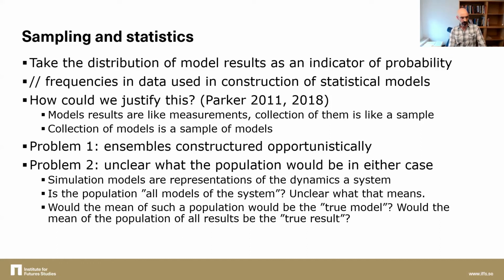But the ensemble that we have is just an opportunistic collection. And it's very unclear, if you think this way, what the population is that you think you're sampling. These simulation models are representations of the physics. It's not clear what it would mean to have a population of all simulation models. And it's not clear that some of the basic statistical reasoning that we use would apply in this case, that the mean of the population would in some sense be the true model, or that the mean of all results you could get from all models would be the true result. And so it's really difficult to understand whether these standard statistical procedures work in the way that we're used to.